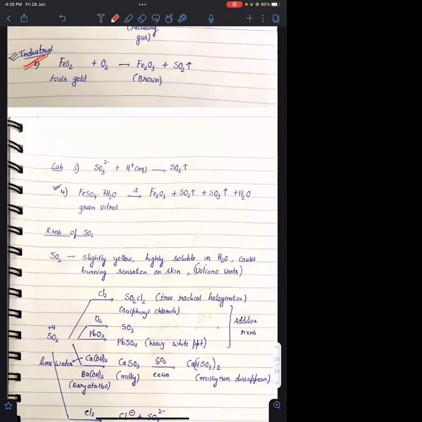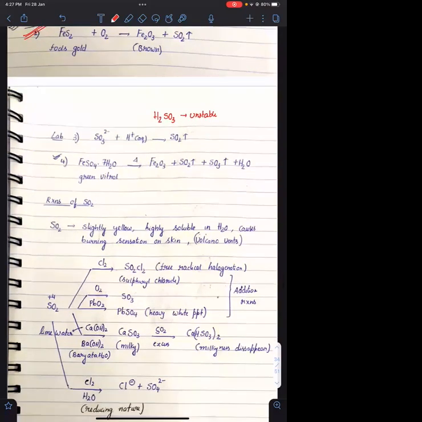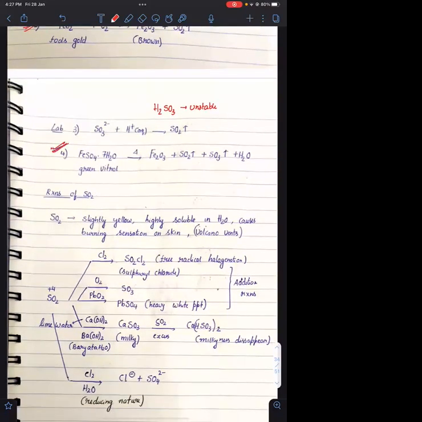Laboratory preparation method. If you are treating sulfide with H+, this will first convert into H2SO3. H2SO3 being unstable converts into SO2 plus H2O, just like H2CO3 being unstable converts into CO2 plus H2O. Similarly H2SO3 being unstable converts into SO2 plus H2O. Next, this is also an important reaction: green vitriol, which is FeSO4.7H2O. On heating it you will also get SO2 and you will have some traces of SO3. Is that clear?